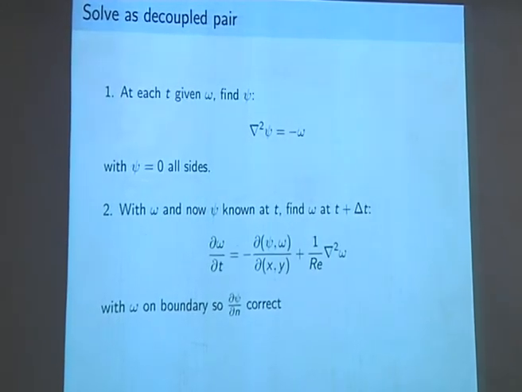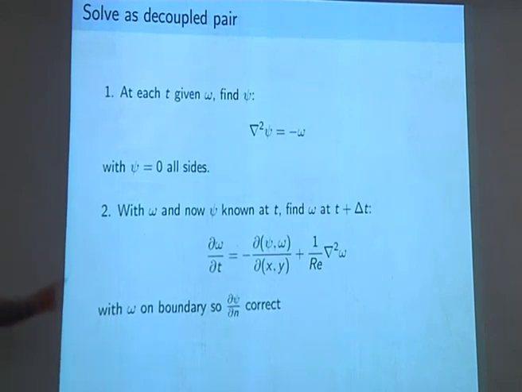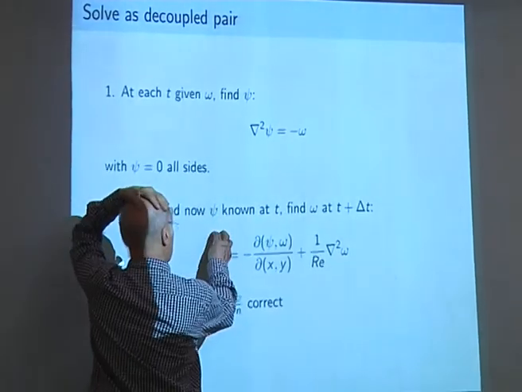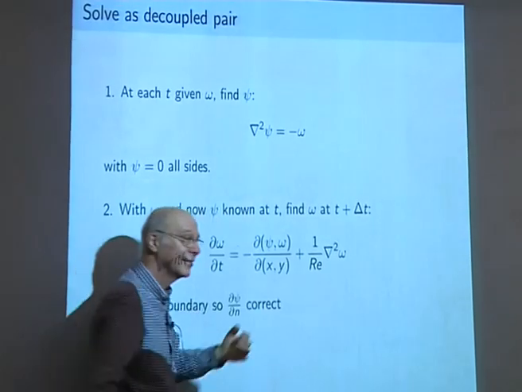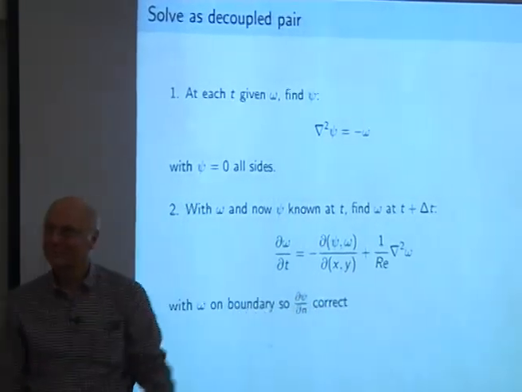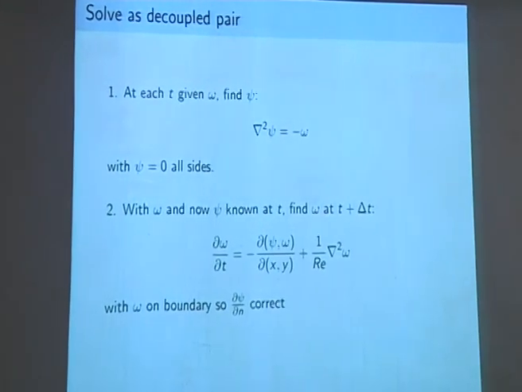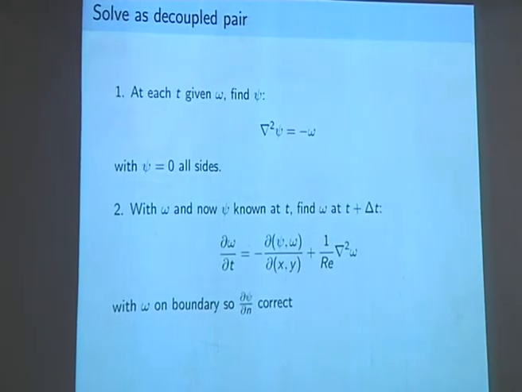Alternatively, if you don't like that, you could substitute this expression for the vorticity into this equation and then solve that, where you have two conditions on psi on the boundary. But that really is nasty to think about.